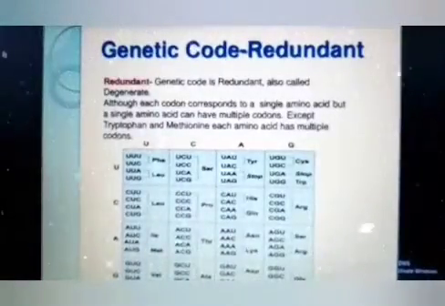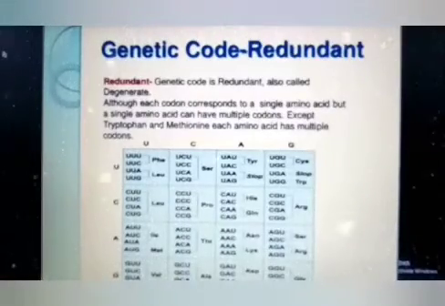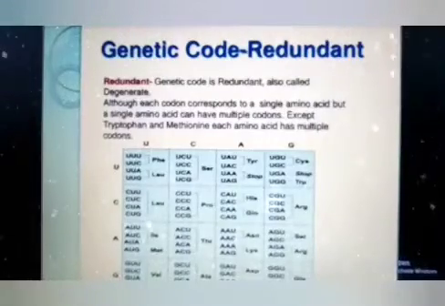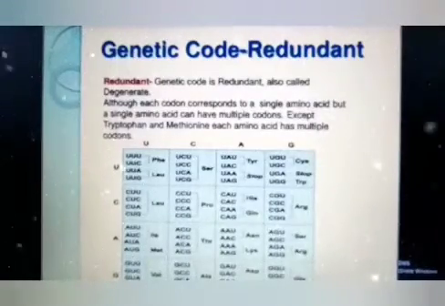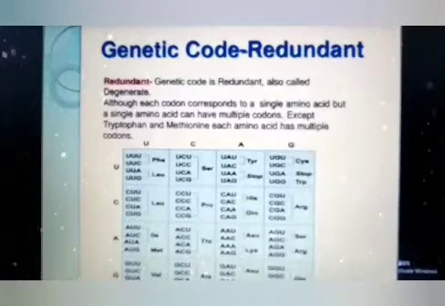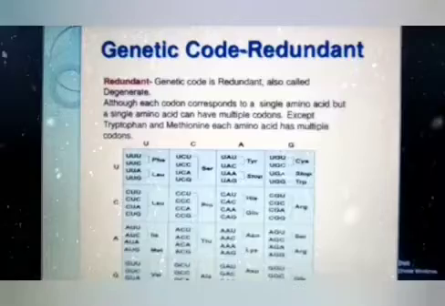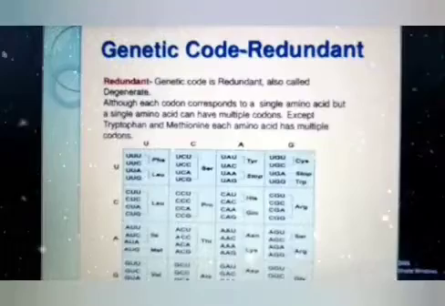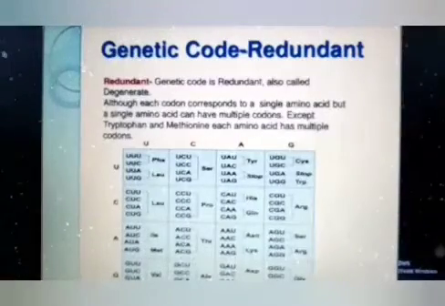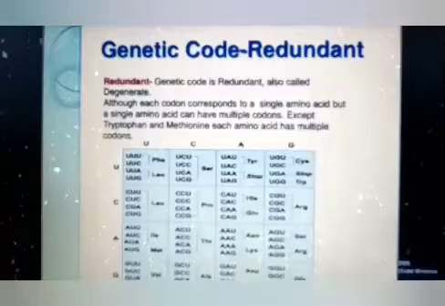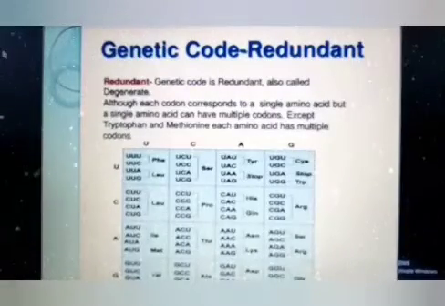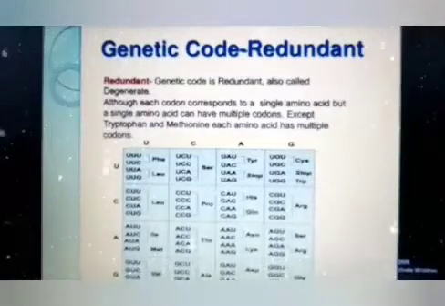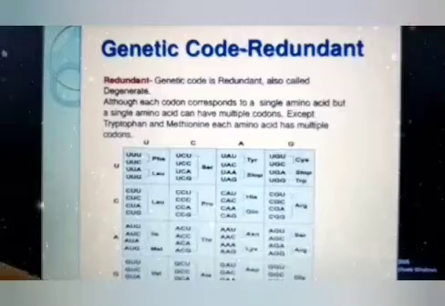Here the genetic code is redundant. Redundant genetic code is also called degenerate. Although each codon corresponds to a single amino acid, a single amino acid can have multiple codons, except tryptophan and methionine. Here the genetic code is shown again.